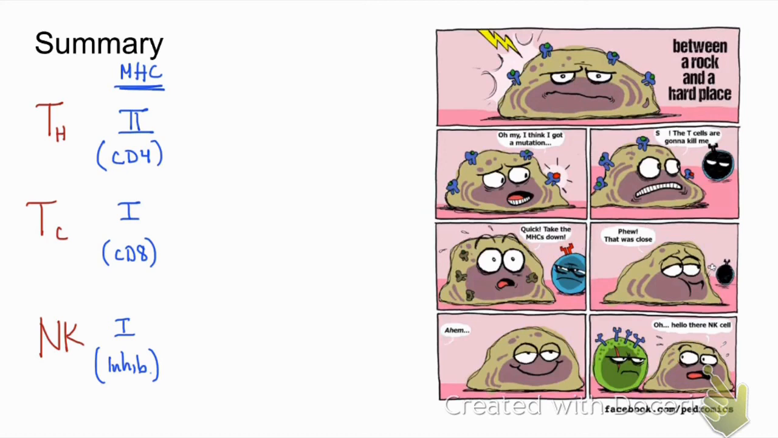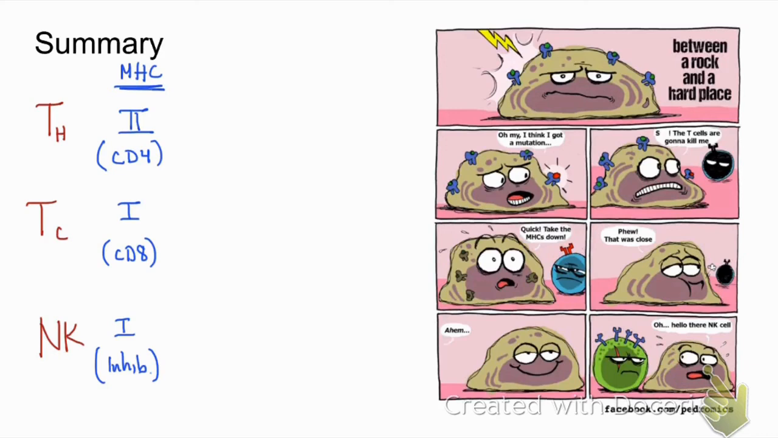T helper cells interact with MHC2, and that's an interaction that's occurring between the CD4 co-receptor on the T helper cell and MHC2 on the professional antigen presenting cell. TCs interact with MHC1 on any nucleated cell, and the TC uses its CD8 co-receptor to identify MHC1. NK cells, on the other hand, don't require the identification of a specific epitope. Instead, they have an inhibitory receptor that will bind to MHC1 on the cell surface.